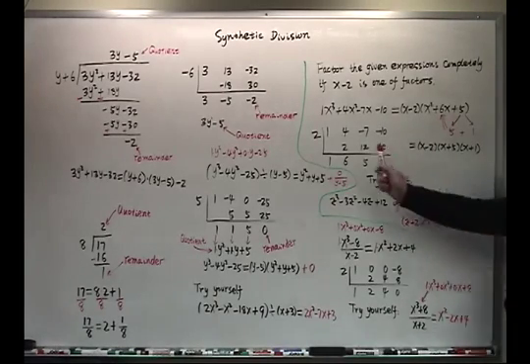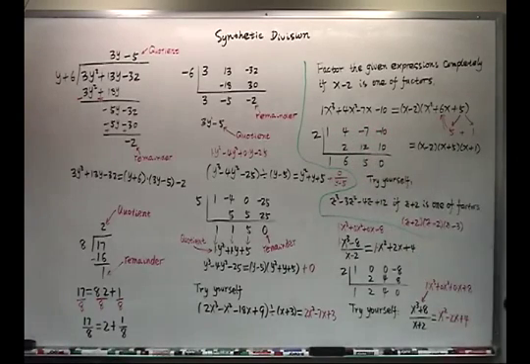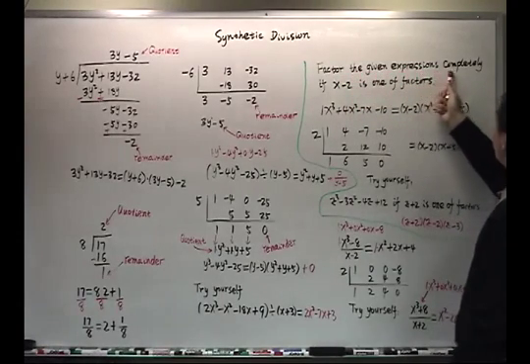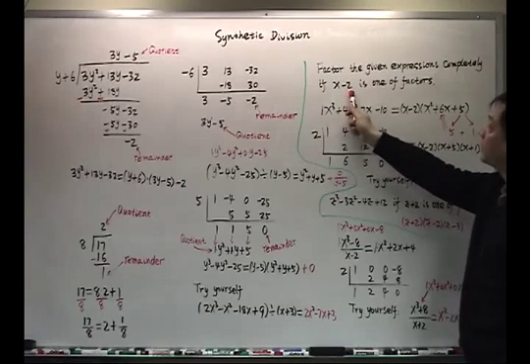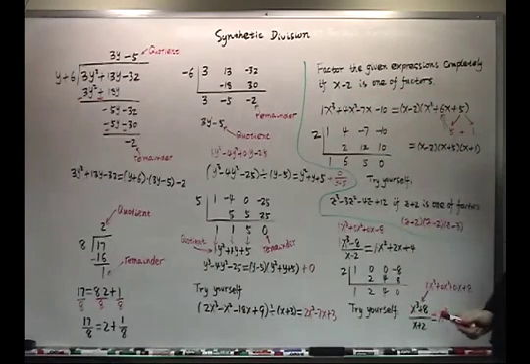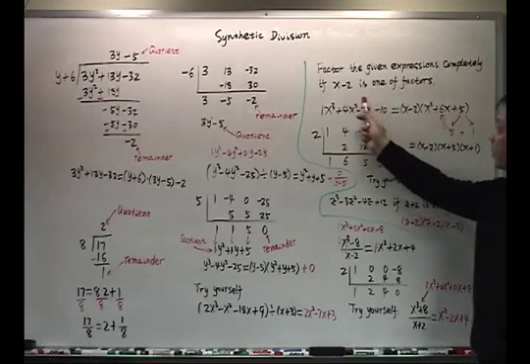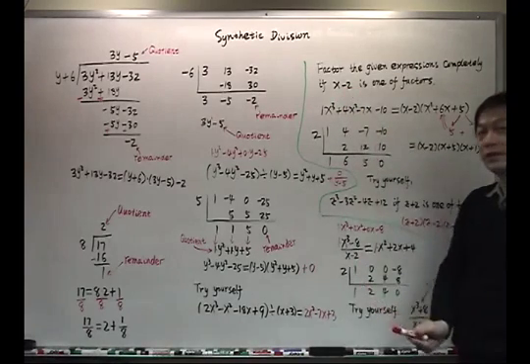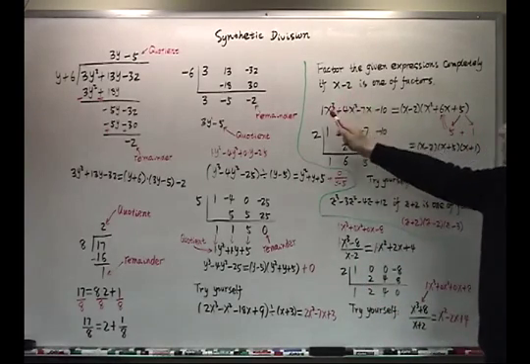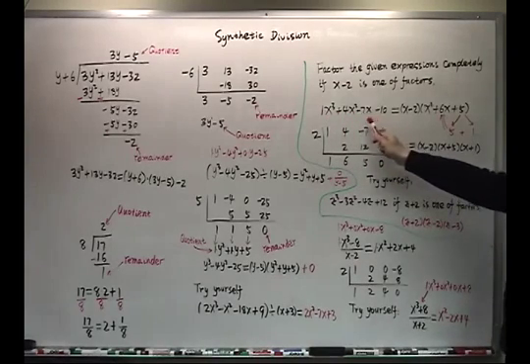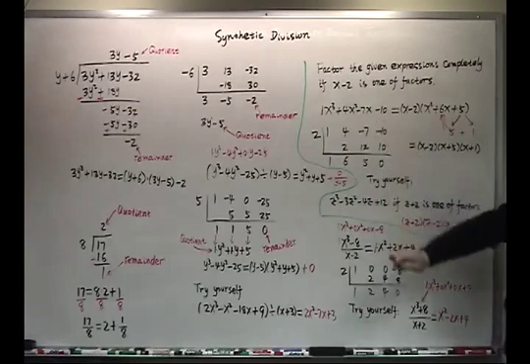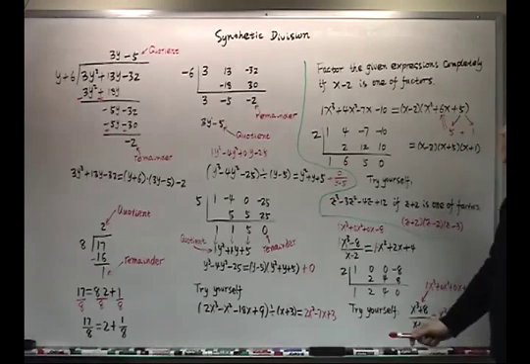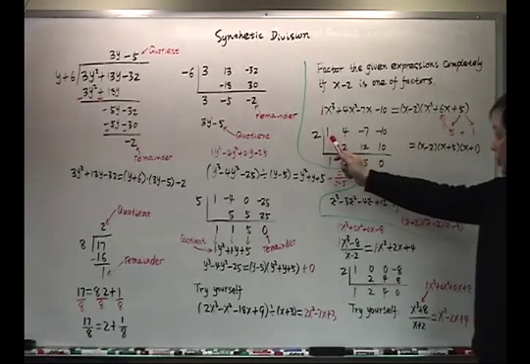Now, let's look at the last example. The last example says to factor the given expression completely if x minus 2 is one of the factors. So it asks us to factor this one completely, and we know x minus 2 is a factor of this degree 3 polynomial. We need to find out the quotient. So we need to do the synthetic division to find the quotient.